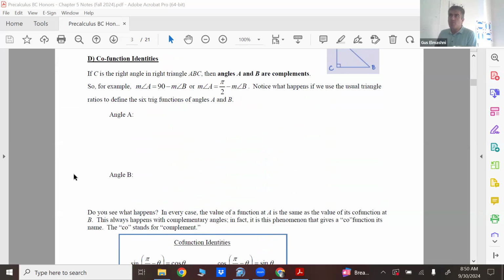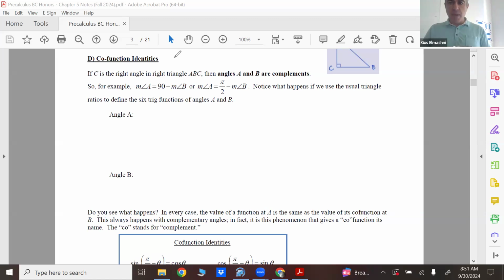I think we had this on a quiz, if I'm not mistaken. You should know that cosine and sine are called cofunctions because co is for complement. So cosine is the complement of sine. Let's say angles A and B are complements, right? That means they add to 90. So angle A is 90 minus B, or in radians, angle A is pi over 2 minus angle B.